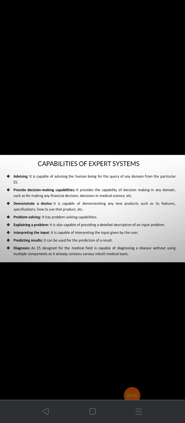Next is capabilities of expert system. It is capable of advising the human being for a query of any domain from the particular expert system. So we can say that it has the capability of advising. It provides decision making capabilities and also demonstrates a device, meaning it is capable of demonstrating any new product such as its features, specification, how to use that product, etc.